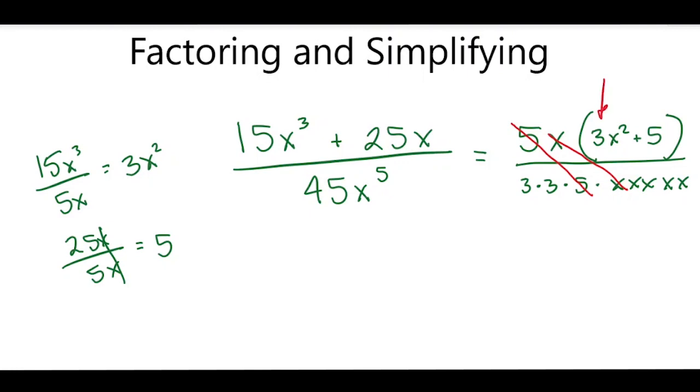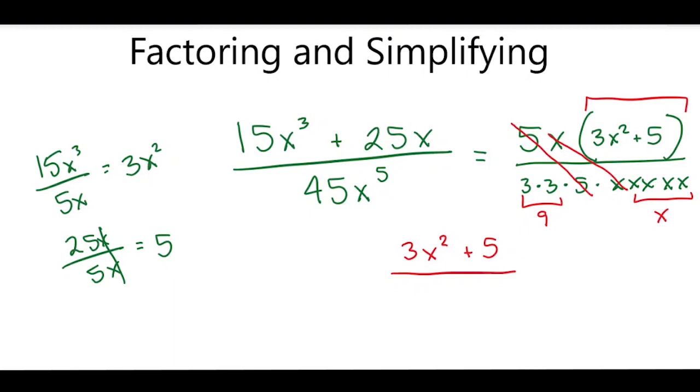This 3 here will not cancel with these 3's because 3x squared plus 5 in itself is a factor. So what's left? Well, on top I have 3x squared plus 5, and on the bottom I have 3 times 3, which is 9, and x times x times x times x, which is x to the fourth power. So on the bottom I have 9x to the fourth power. And that's how you factor and simplify that rational expression.